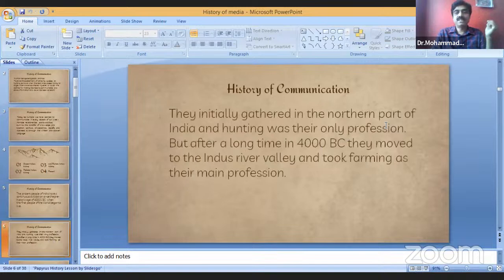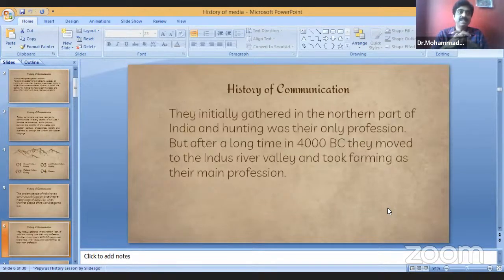Initially, they gathered in the northern part of India. Hunting was their main profession, and they would go hunting daily. They would collect the flesh and preserve it; their profession was only hunting. After a long time, in 4000 BC, they moved to the Indus River Valley and took up farming as their main profession.